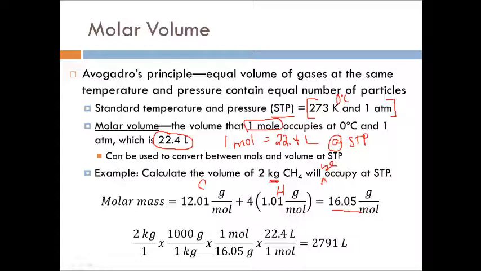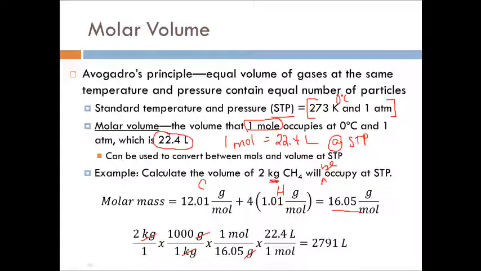So we take your 2 kilograms, and the relationship between kilograms and grams is that there are 1,000 grams in a kilogram. Kilograms go on the bottom because we want to cancel them out. We then want to use that molar mass to go between the grams and the moles. So we're going to divide by 16.05. Remember, the number goes with the grams. 1 mole goes on top.